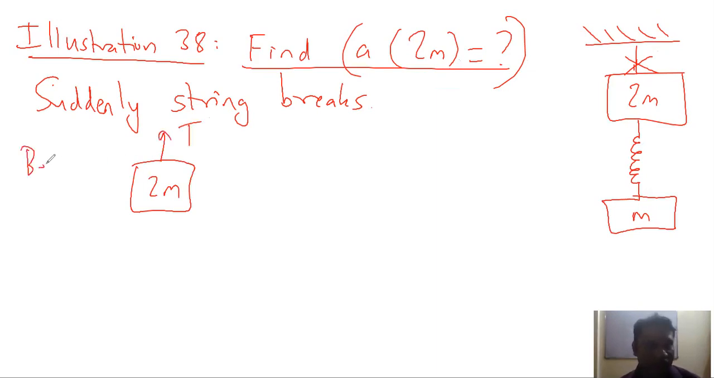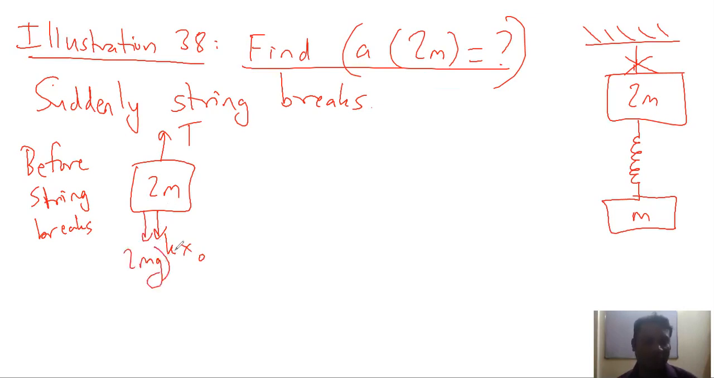So before string breaks, tension T in the string in upward direction, kx naught spring force in downward direction, 2mg weight of the body in downward direction. So Newton's law equation is T is equal to 2mg plus kx naught. So this is Newton's law equation.